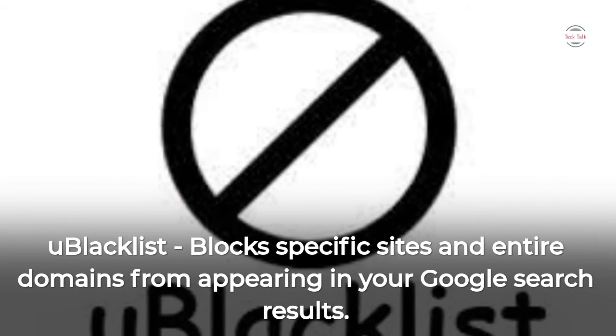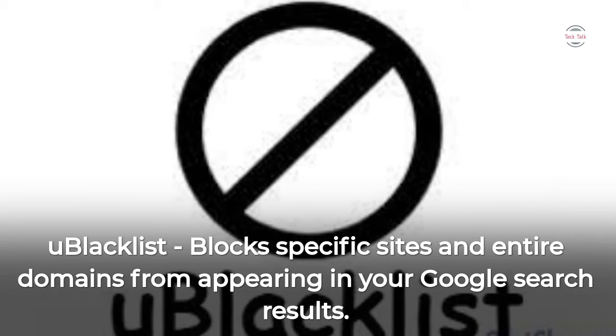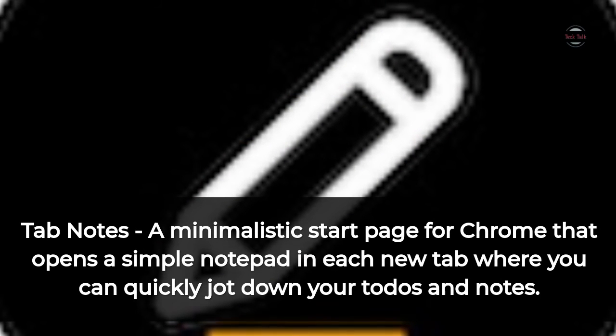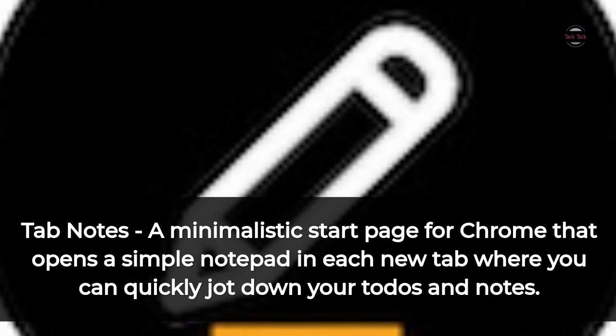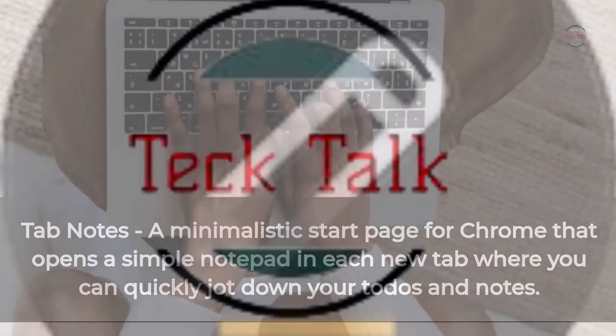Blacklist: block specific sites and entire domains from appearing in your Google search results. Gmail Notes: attach sticky notes to your email messages that are persistent and will show up the next time you open that same email inside Gmail. Tab Notes: a minimalistic start page for Chrome that opens a simple notepad in each new tab where you can quickly jot down your to-dos and notes.